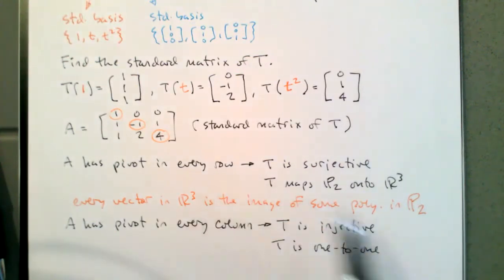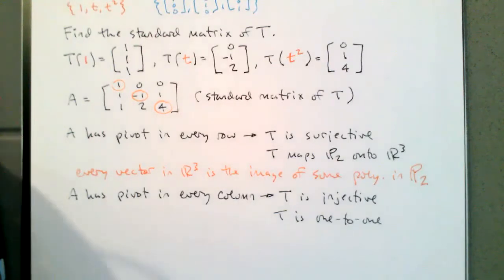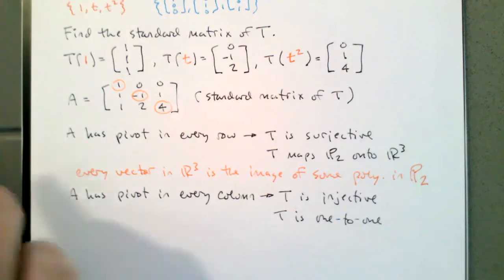So this is a span question. The columns of A span R3. The injective part gives us uniqueness. So every vector in R3 is the image of one polynomial in P2.